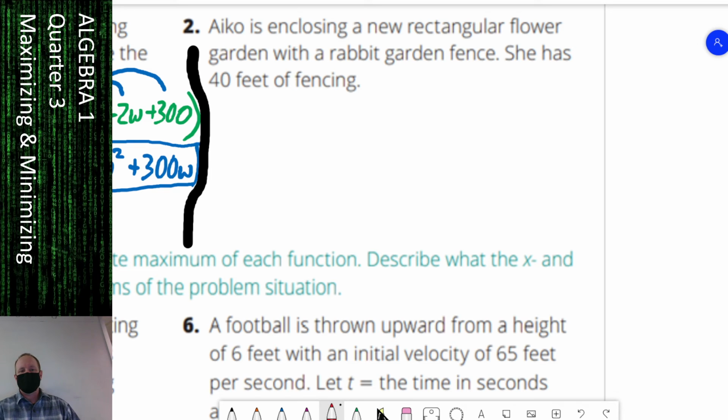Before we even read it, what equation that's nothing but letters can I give myself? Nothing but letters. What equation did I start off with on the other problem? Multiplication. A equals width times length.